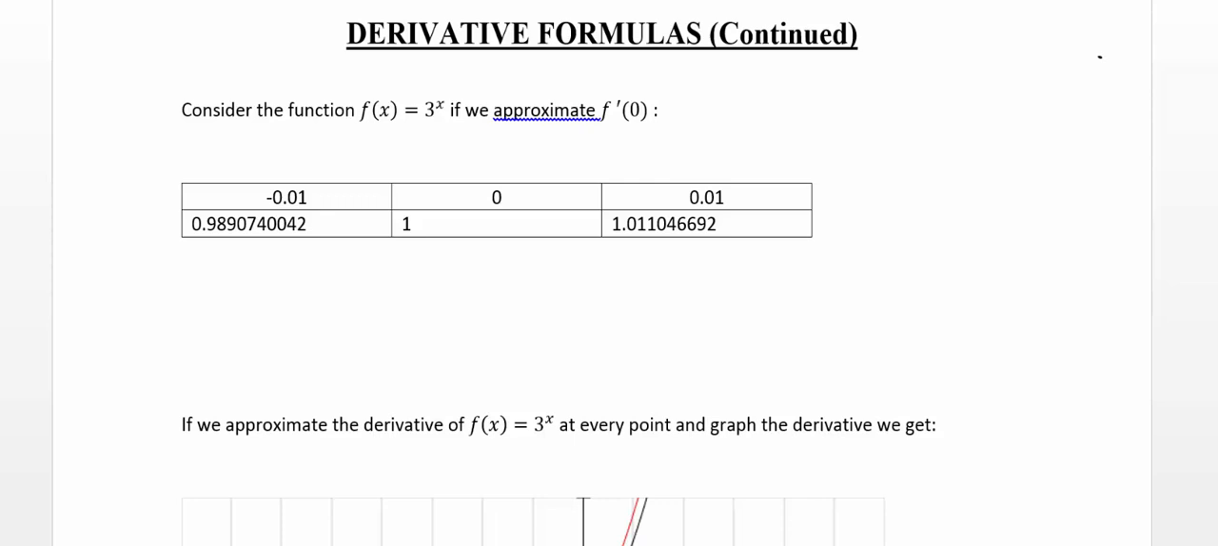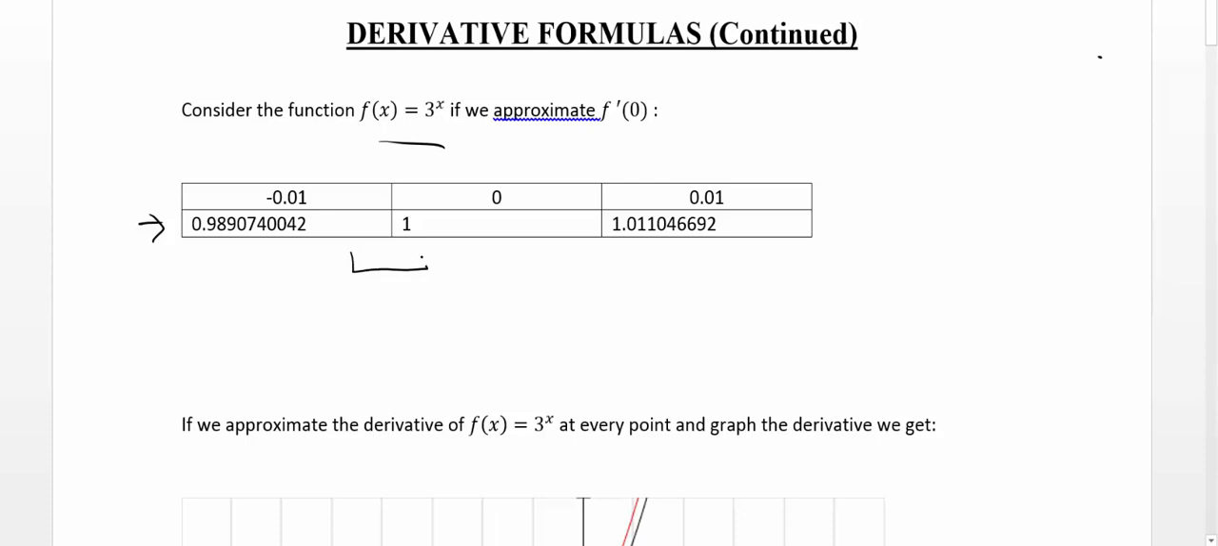If we want to approximate the derivative at 0, we need to look at the average rate of change really close to 0. So if we go ahead and pick negative 0.01 on the left and 0.01 on the right, we can use average rates of change to approximate the derivative at 0. So here, if we plug each of these values into our function 3 to the x, we get the following outputs. Now, I've elected to keep all of my decimal points, but you can keep them on your calculator or you can write them down.